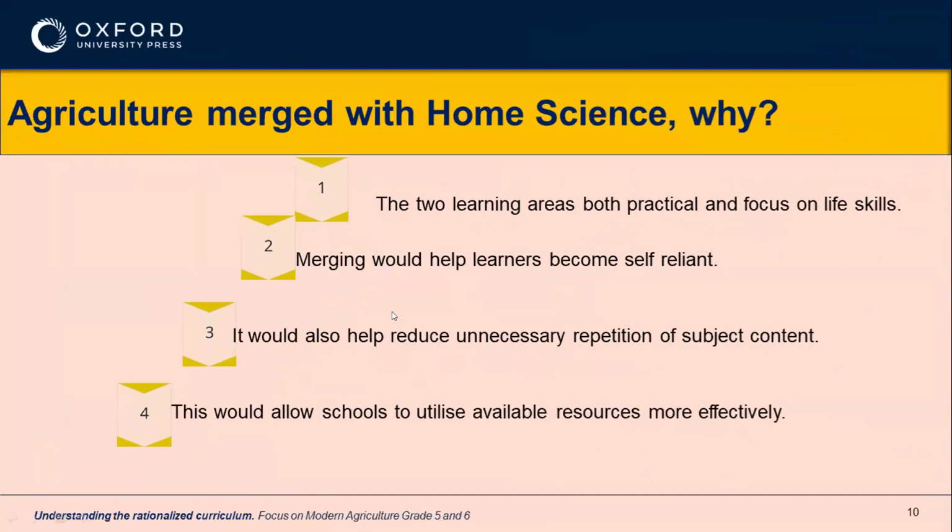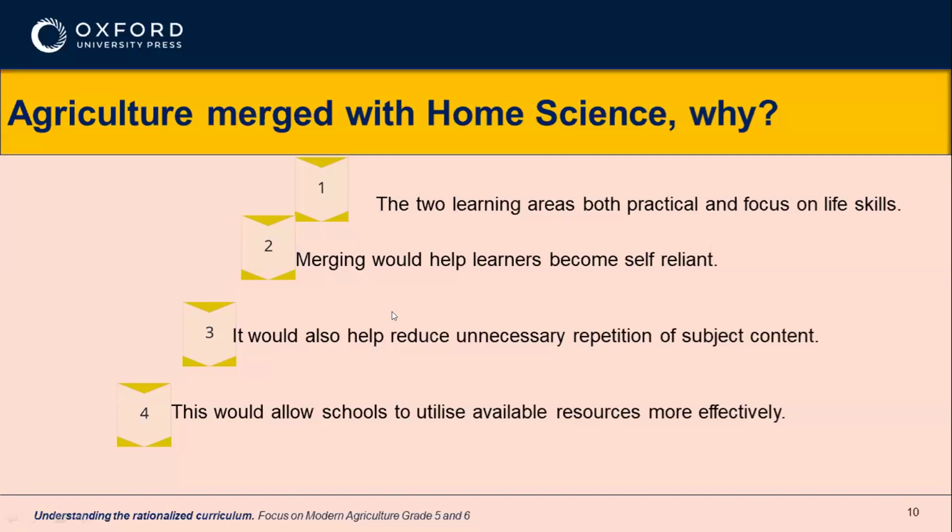For example, in agriculture, learners are focusing on how to grow crops. That's agriculture. After growing these crops, they will process the crops, preserve them, and cook them. That's home science now. So these subjects are both practical, and they focus on life skills, which will help these children have some sustainability in future and become self-reliant.